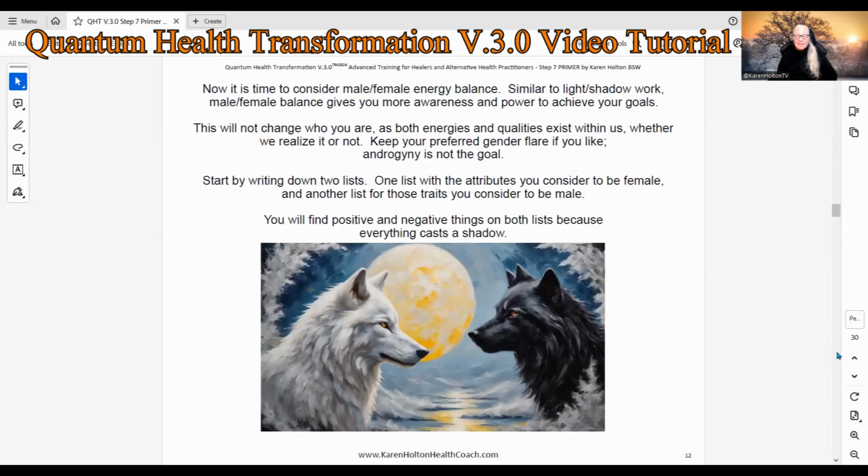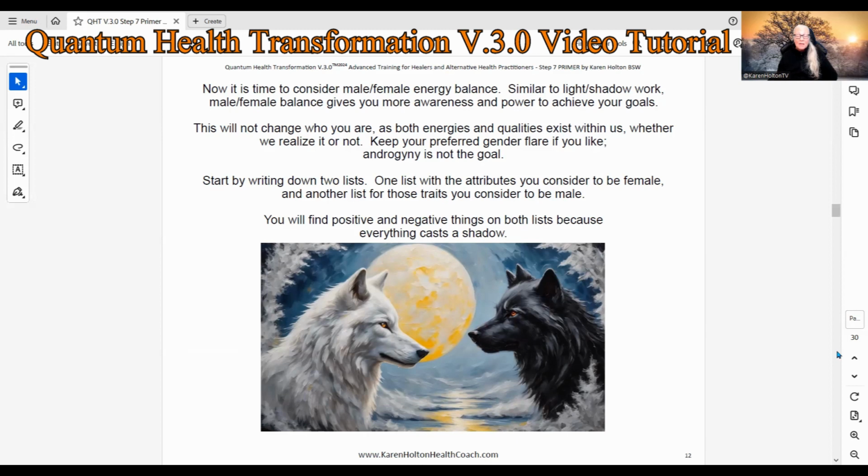Now it is time to consider male-female energy balance. Similar to light shadow work, male-female balance gives you more awareness and power to achieve your goals. This will not change who you are, as both energies and qualities exist within us, whether we realize it or not. Keep your preferred gender flair if you like. Androgyny is not the goal.